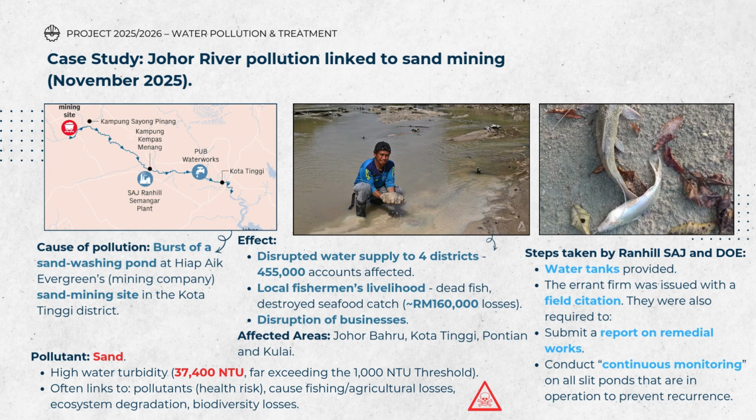The impact was severe. Water supply was cut off across 4 districts: Johor Bahru, Kota Tinggi, Pontian, and Kulai, affecting over 455,000 accounts. Local fishermen lost around 160,000 ringgit worth of seafood, and businesses were forced to shut down due to unscheduled water cuts. In response, Ranhill SAJ and the Department of Environment stepped in with emergency water tanks and issued a field citation to the company. They also demanded a full remedial report and continuous monitoring of all silt ponds to prevent future disasters.